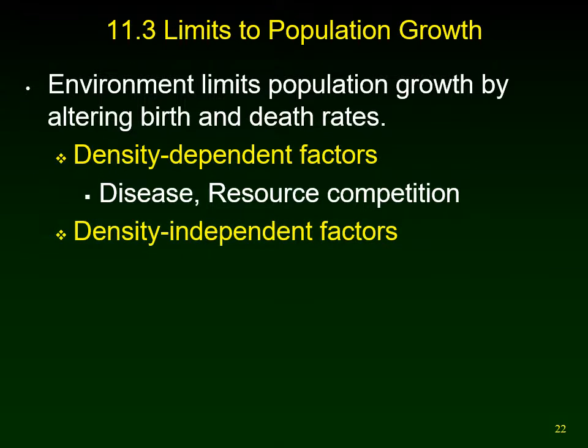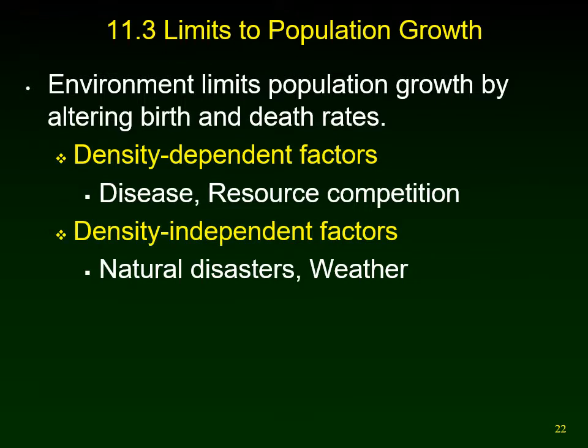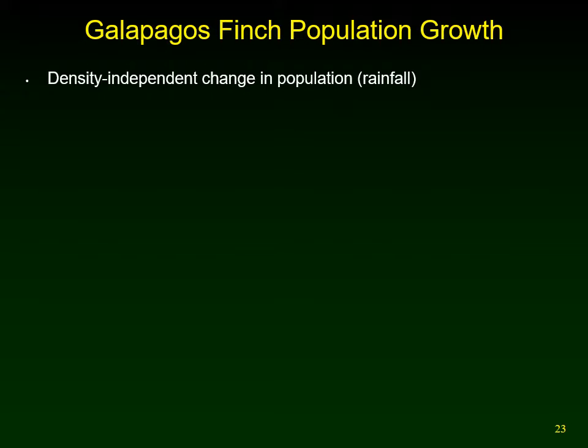There are also density independent factors, and these are things that don't have to do with how dense a population is, like a natural disaster or weather. Let's look back at our example of the Galapagos finch population change. And this was an example, if you remember, in drought years, the finches didn't do as well, and in years with good rainfall, they did better. So this would be a density independent change. Rainfall does not have anything to do with how dense the population is.